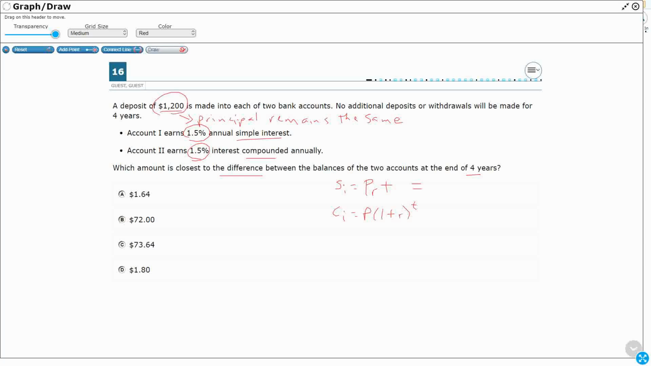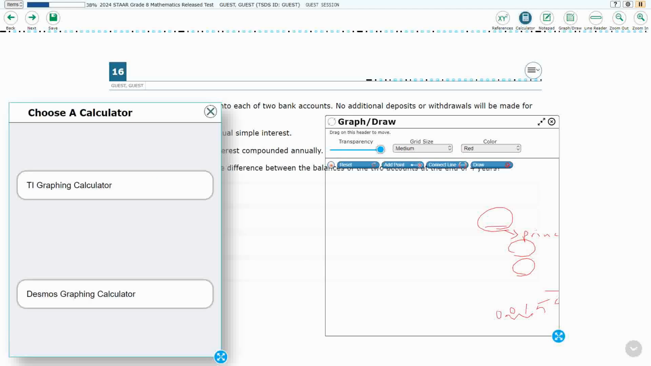All right, what's my principal? Okay, I've got $1,200 times my rate, 1.5%. Let's make that a decimal. So really that's just 1.5 over 100, so we could just move the decimal over twice. So it's 0.015. And then what's my time? 4 years. Okay. So that's going to give me my interest. Then we'd have to add that back in to find the amount. So let's get our calculator out.